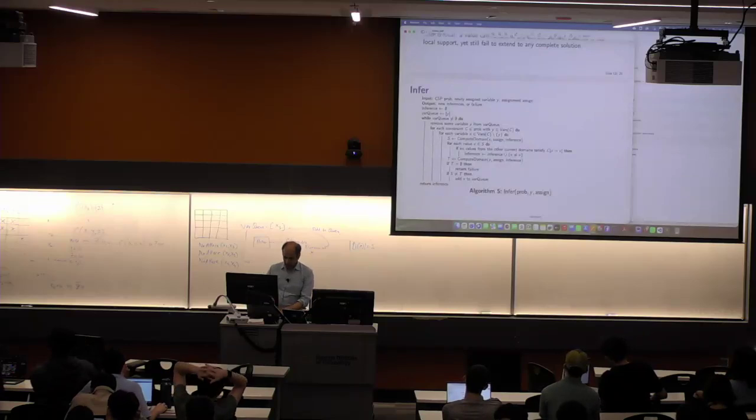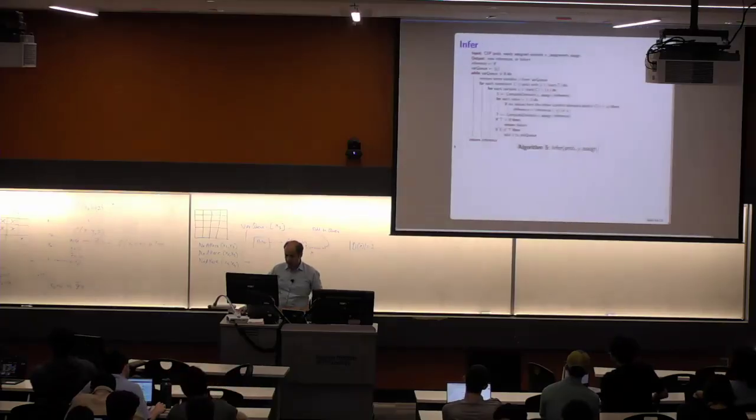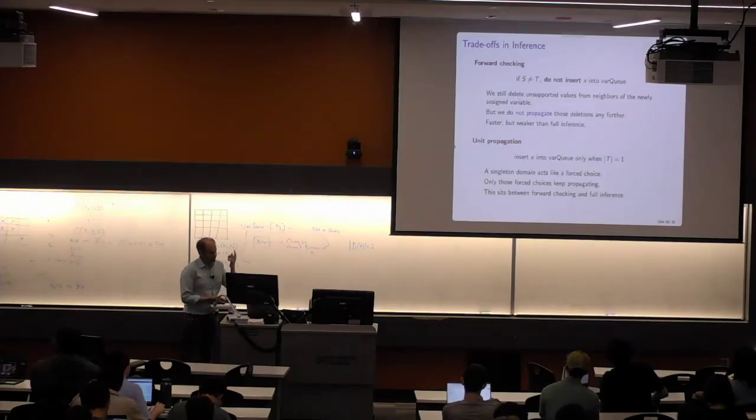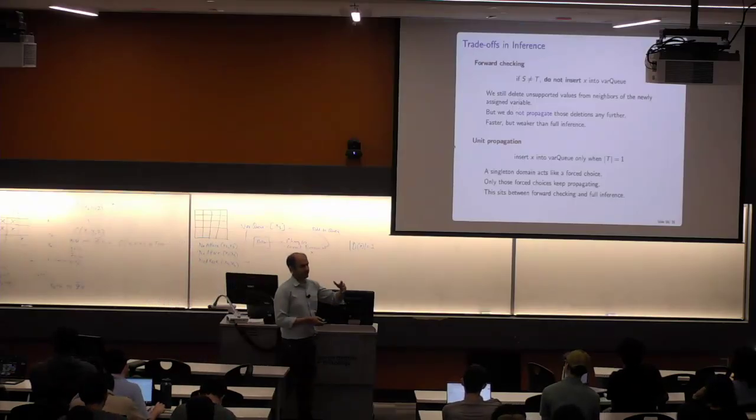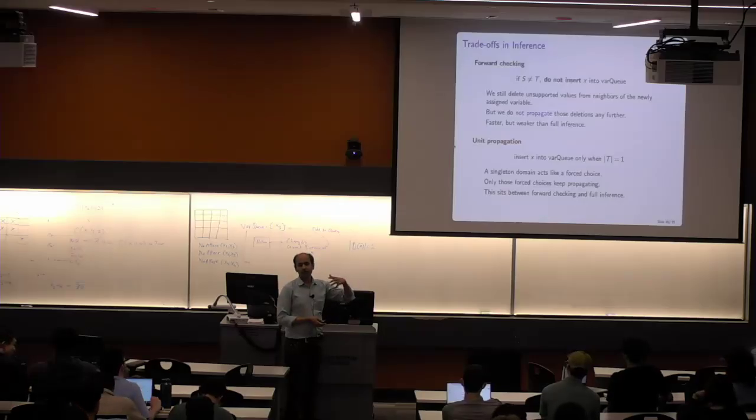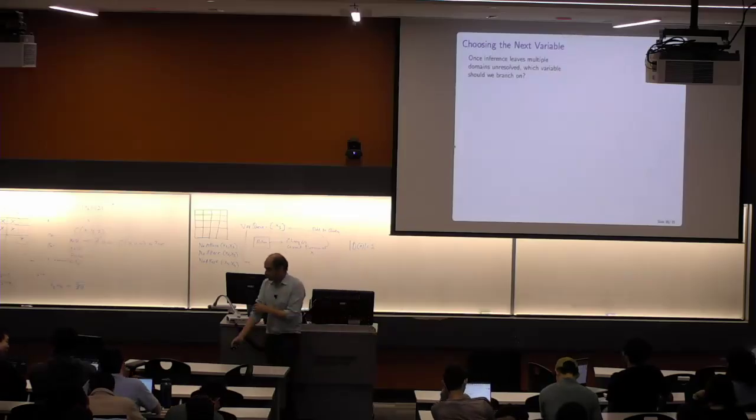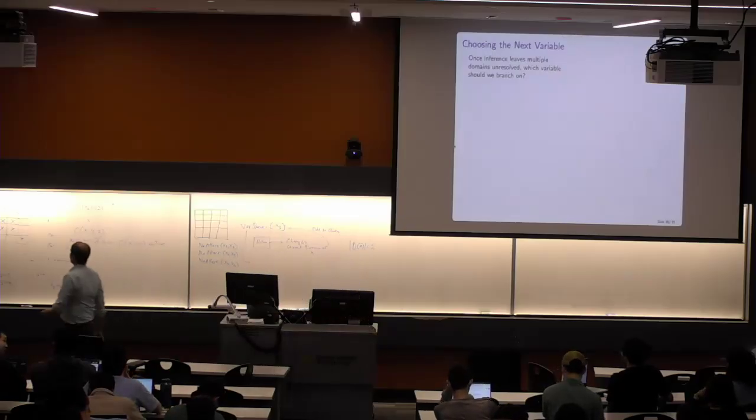Okay, so now let's go back to what we discussed so far. So far we discussed this algorithm infer, and we also discussed these two ideas. One is called forward checking, where you don't add another variable to the queue. Okay, you just don't want to do a lot of work. And unit propagation, when you add something to the queue only if the domain is 1. Two things that we were sidestepping so far is, look, which variable to pick first. Okay?